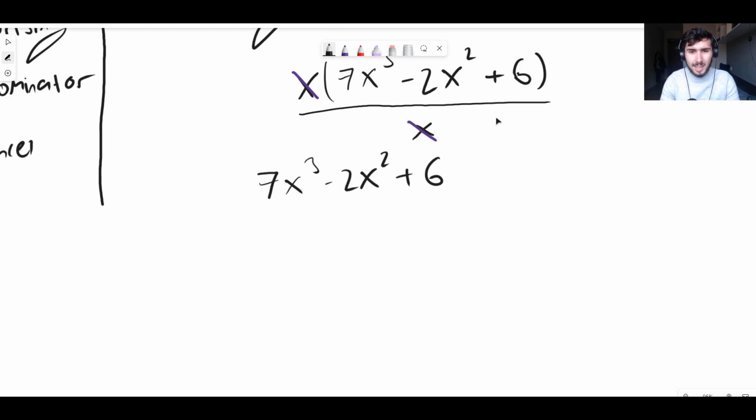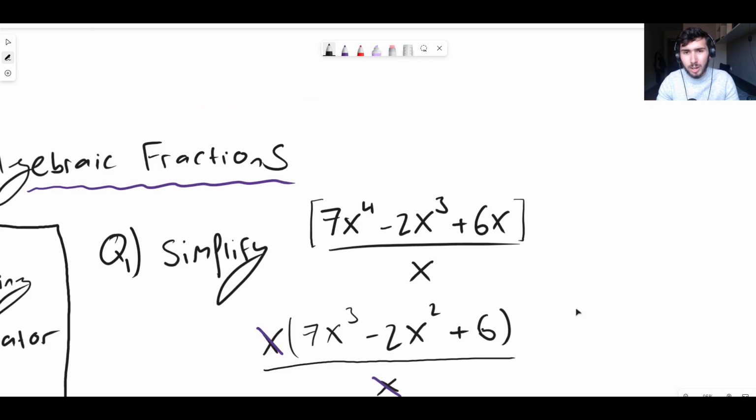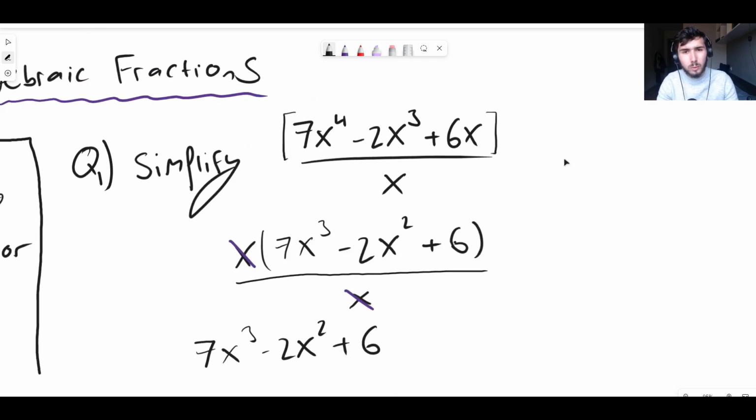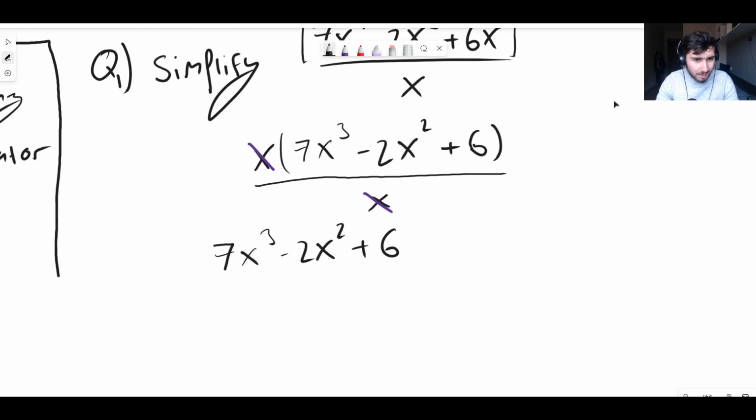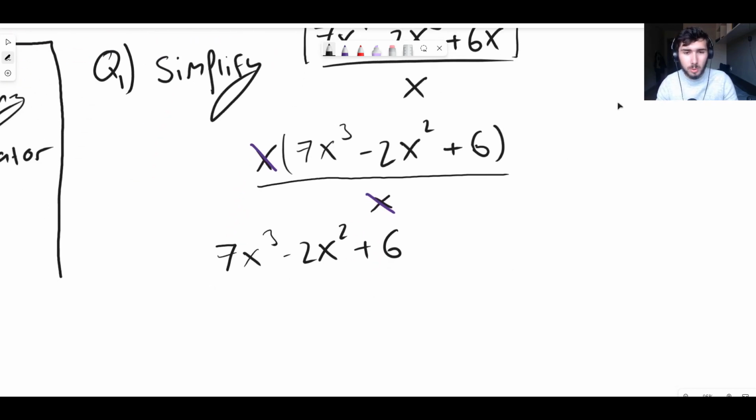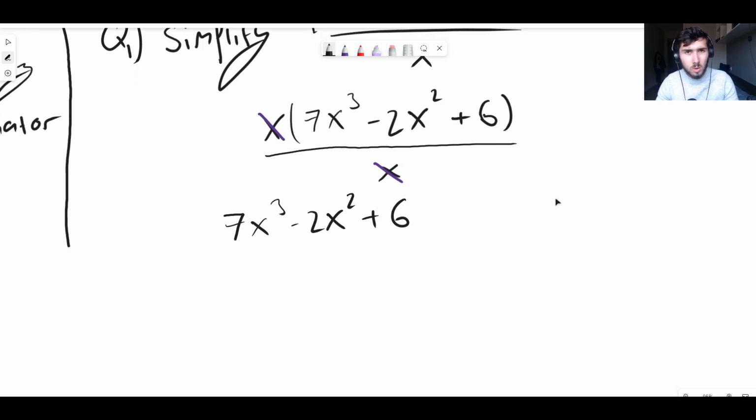So basically what we're saying is the original fraction that we began with, 7x to the 4 minus 2x cubed plus 6x divided by x, is the same thing as 7x cubed minus 2x squared plus 6. They're the same. So let's move on to something slightly harder.